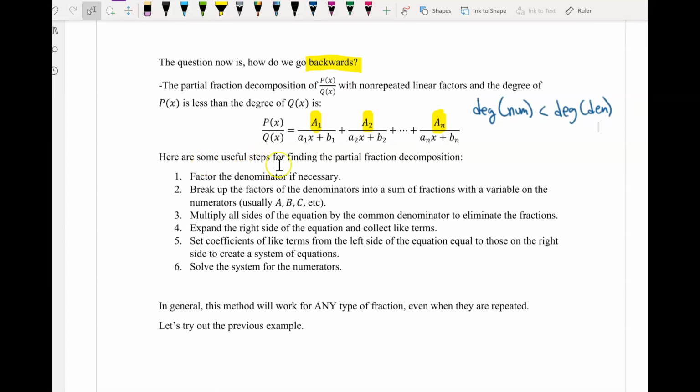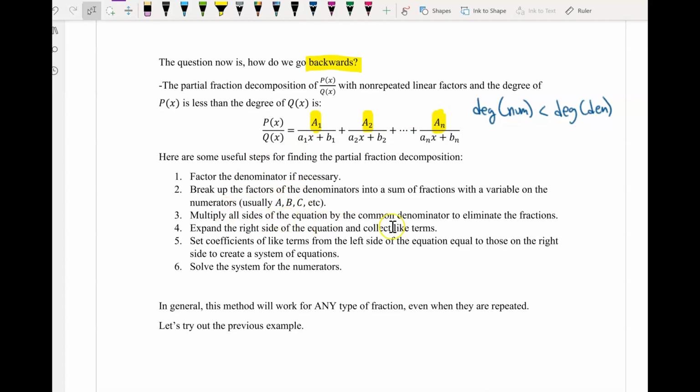So here are some useful steps. The first thing that we want to do is factor the denominator. We're going to break up the factors of the denominator into a sum of fractions with one variable on the numerator. So you'll have A, B, C. You can have it as A1, A2, AN, but it's better to just have A, B, C.